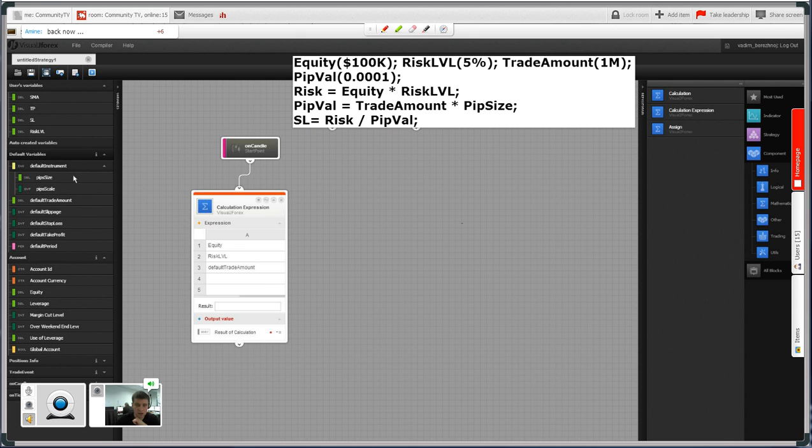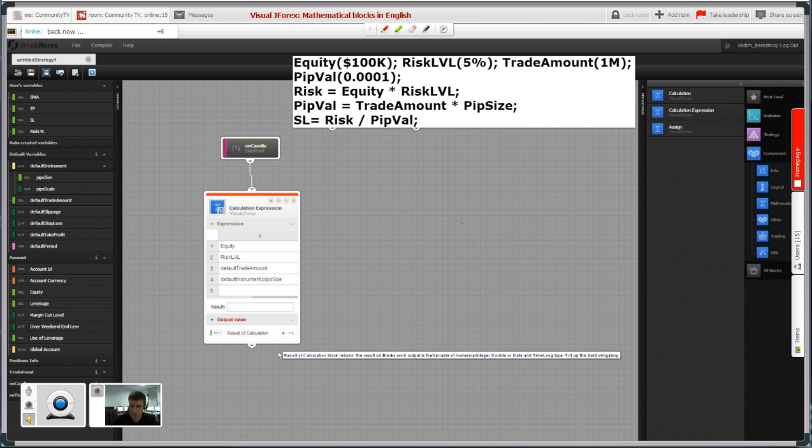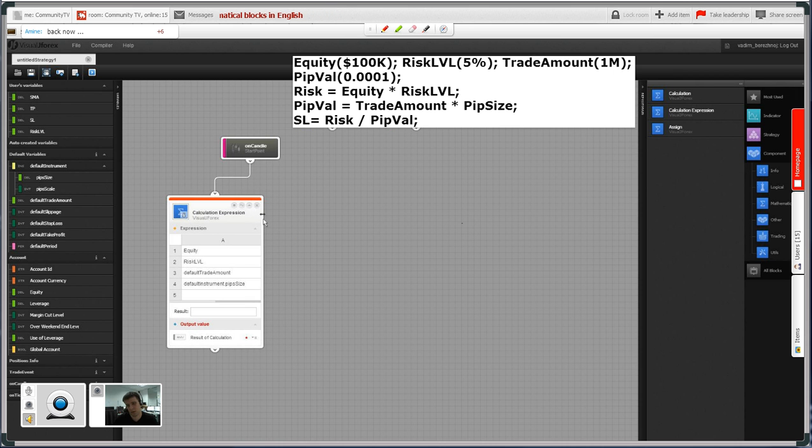Then pip value. That is in default settings of instrument pip size. And that's all. Okay, let's create the formula. That's strange. I cannot resize the window. That's strange. Come on. Okay, I hope that would be enough.